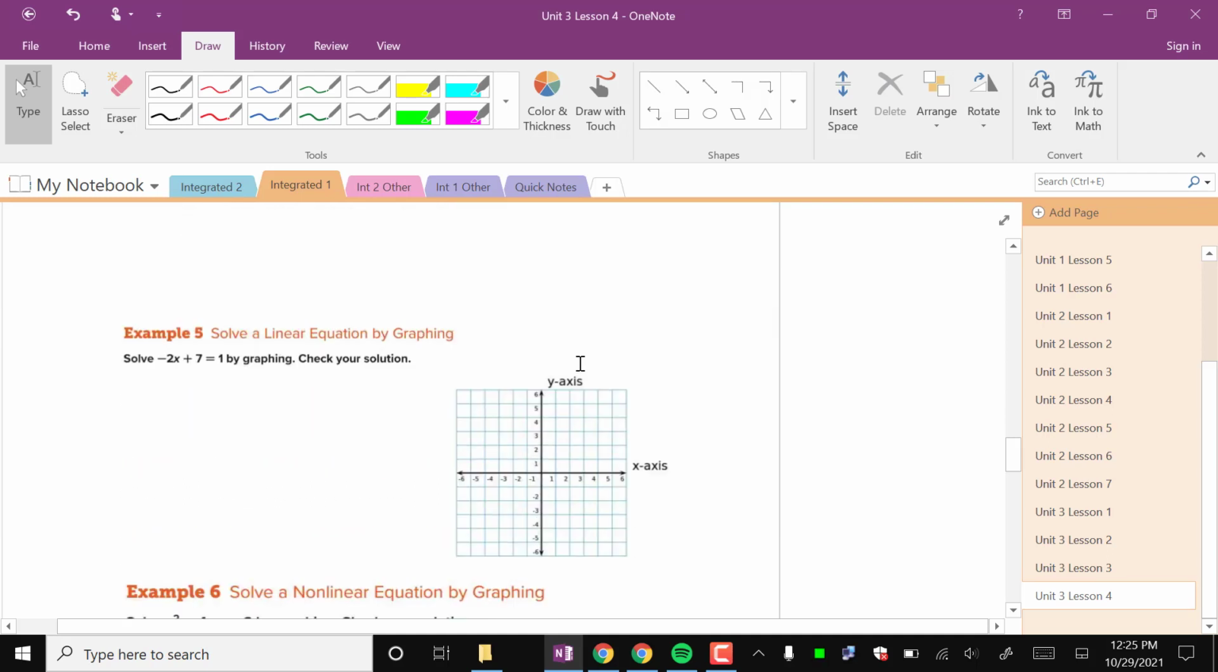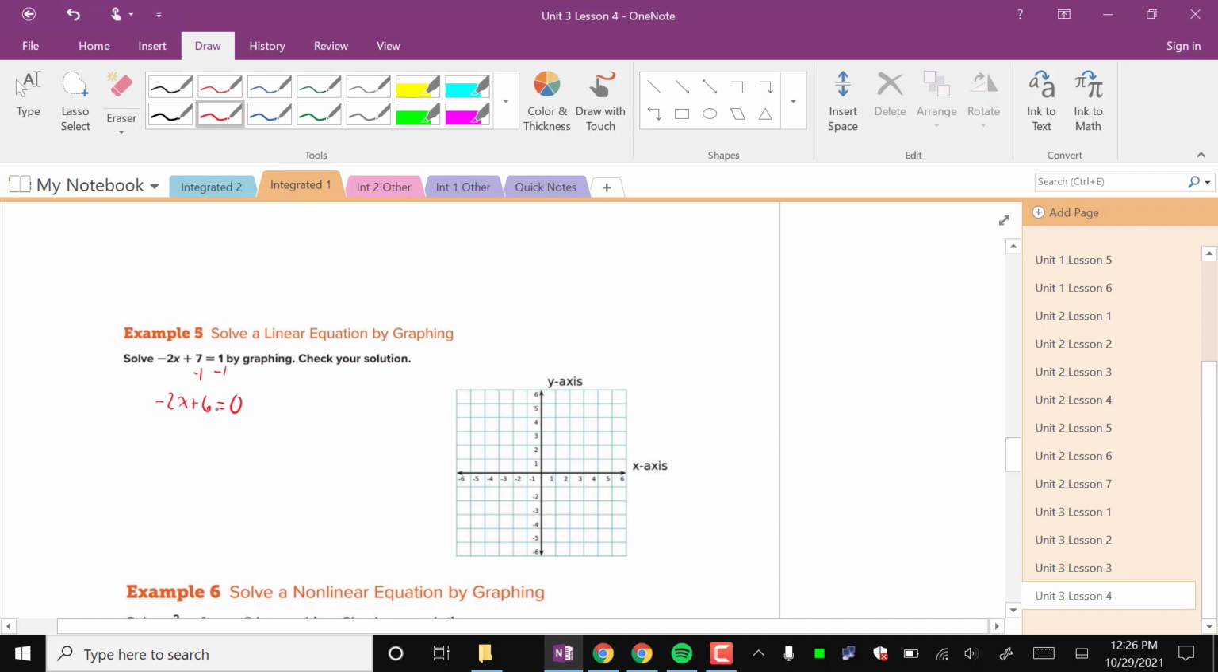So let's take a look at example 5. We want to solve a linear equation by graphing. So we're going to find our x-intercept and our y-intercept. Let's take a look at the first one. I got some stuff over here. Let's move it to the other side. So let's subtract 1, subtract 1. I get negative 2x plus 6 equals 0.